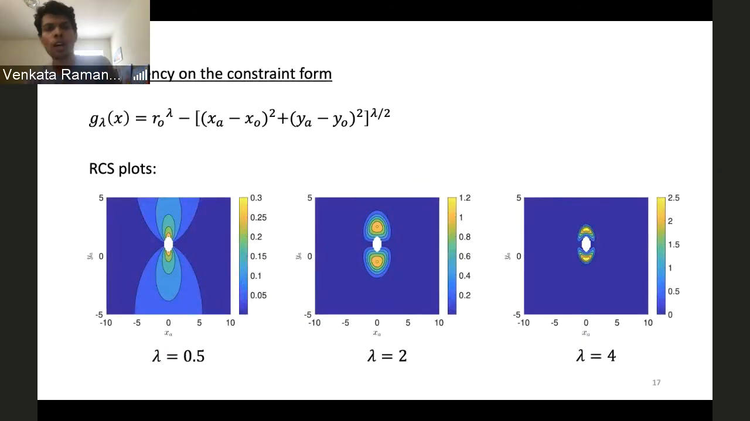One interesting observation for this set of experiments is essentially the dependency on the constraint form. What I am essentially trying to point out is the moment I change the constraint form from, let's say, Euclidean distance to some other norm of this form, where lambda here can be anything greater than 0, and that is still a valid constraint form, you will realize that for different values of lambda, the corresponding RCS plots are different. For lambda equal to 0, lambda equal to 2, lambda equal to 4 are the plots that I've shown here. For lambda equal to 1, you essentially recover the Euclidean distance.